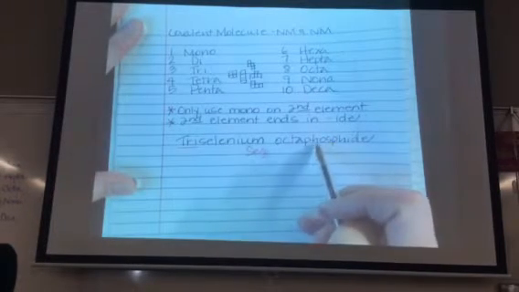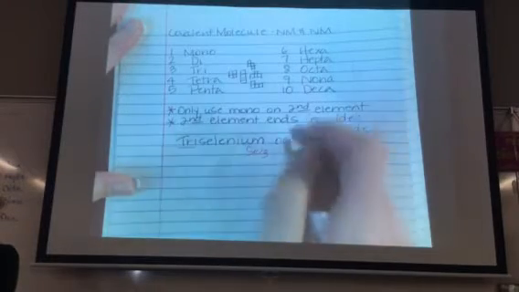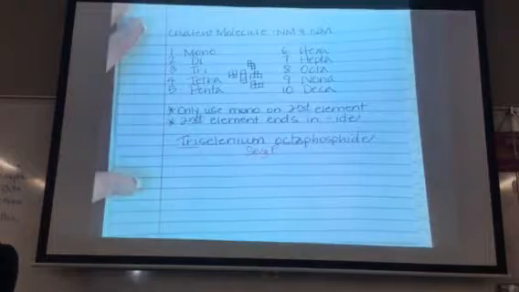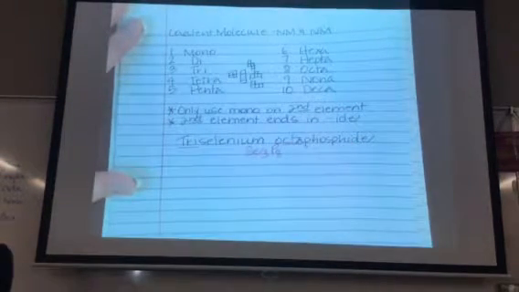And then phosphide is what element? Phosphorus. So I put P for phosphorus. And then octa tells me that I have how many? 8. So I put a little 8 behind that. That's all.